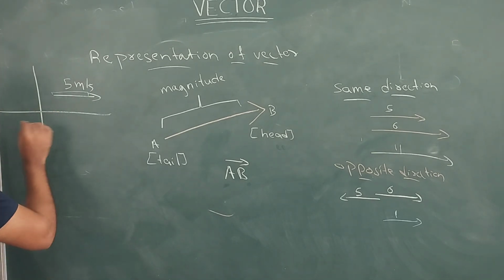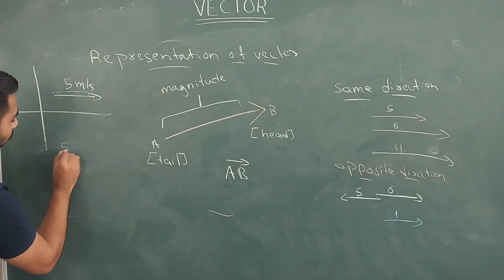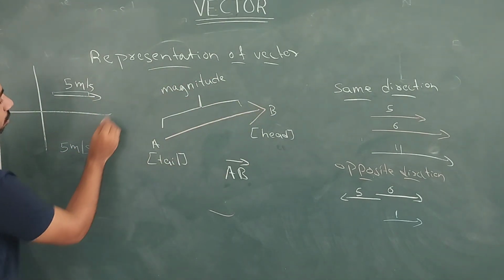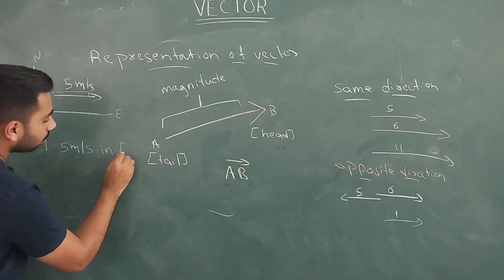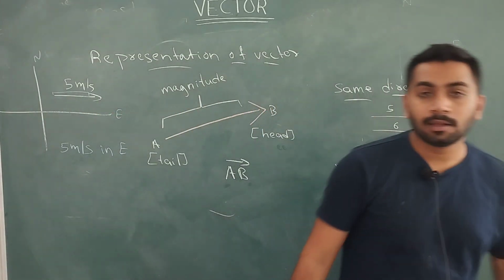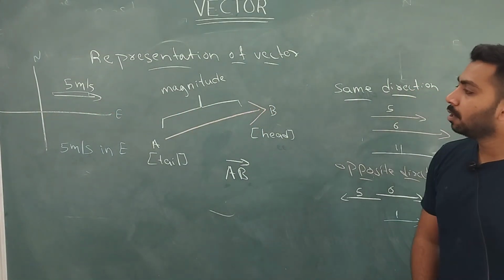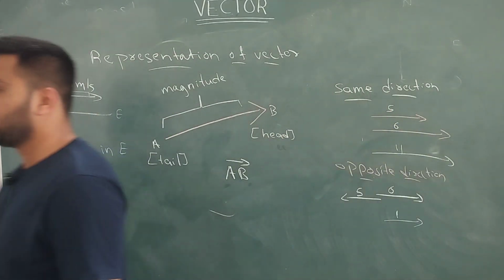Now you can say the direction of the vector is 5 meter per second in the east. Okay now? Now take it down. We'll just continue this.